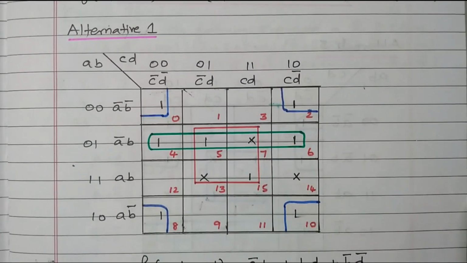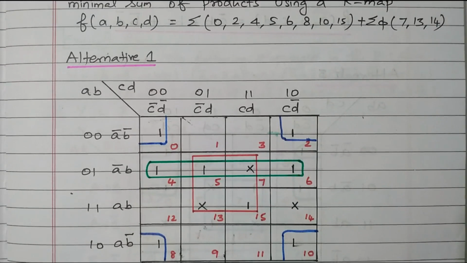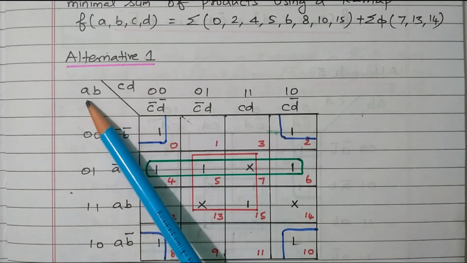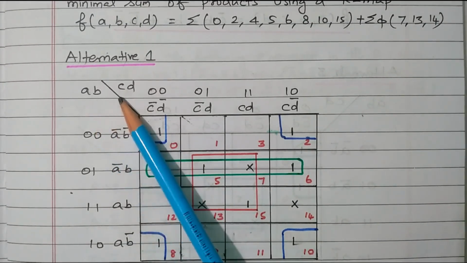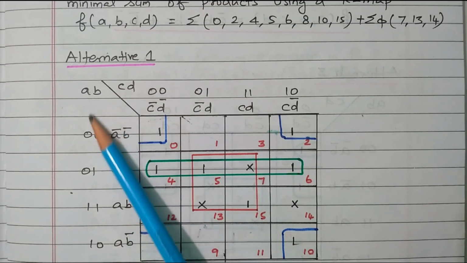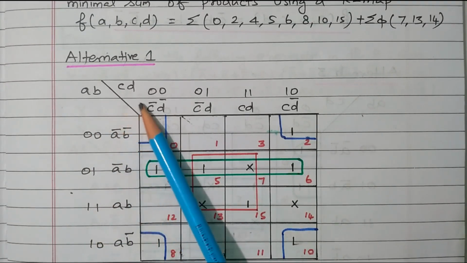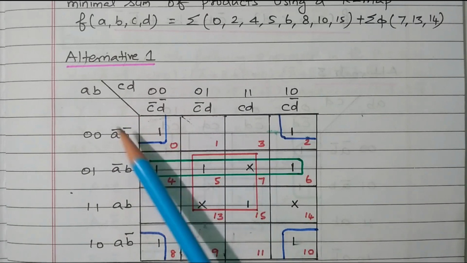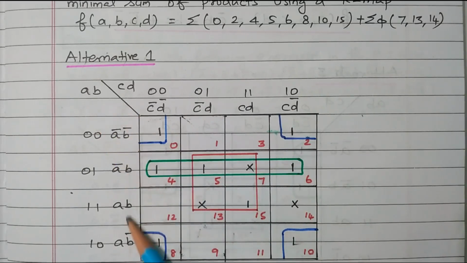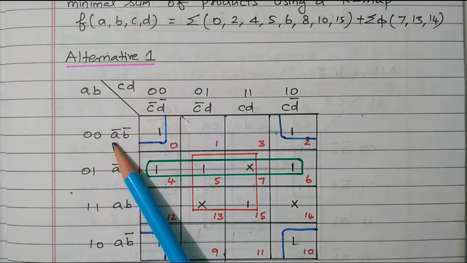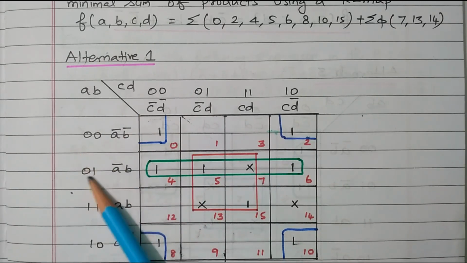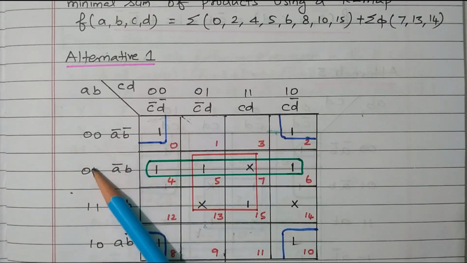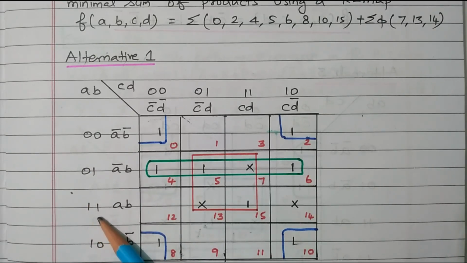So we need to construct the 4 variable K map. We will take A, B, C, D as the 4 variables. A, B is given in the vertical manner, C, D is given in the horizontal manner. A, B having 2 variables, so 4 possibilities are available: 0 0, 0 1, 1 1, 1 0. That is the interchange between the third and fourth row, 1 1 in the third row and 1 0 in the fourth row.